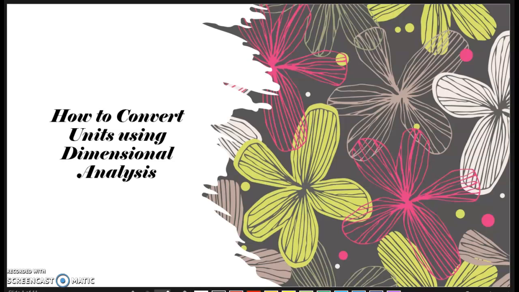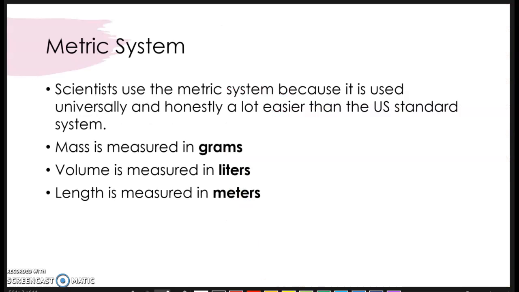Hi everyone, in this video I'm going to teach you how to convert units using dimensional analysis. Dimensional analysis is just a way of how we convert units. If you're in chemistry, this is a tool that you'll use in your later science classes, physics, anything AP. It's a pretty commonly used method in science. So let's get going. In science, we measure our units in metric.